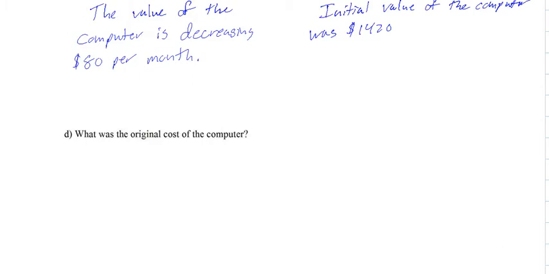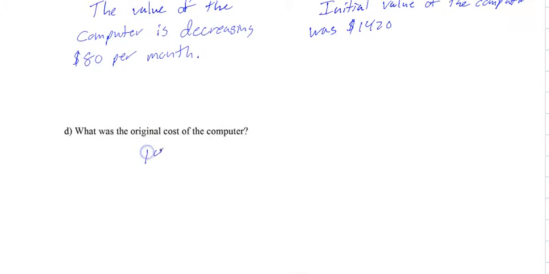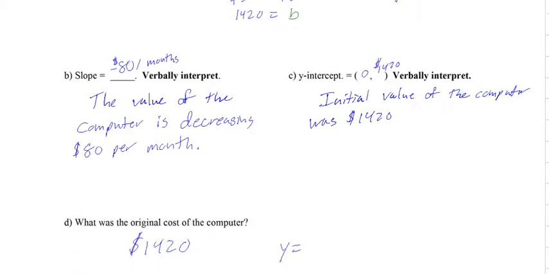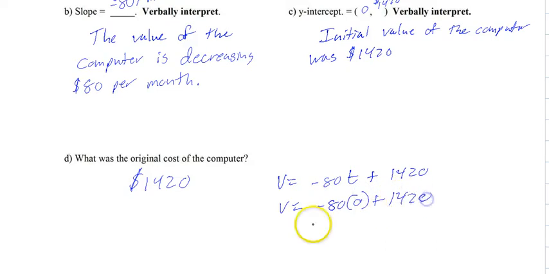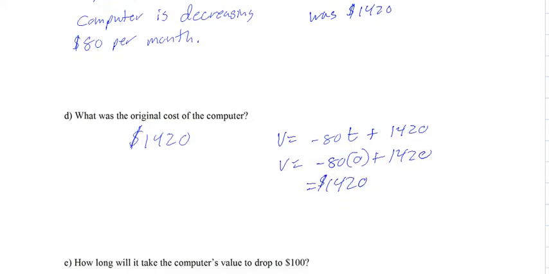All right, what was the original cost of the computer then? 1420. And if you don't know how to do that, we take our formula, and initial would be 0. And there it is. So even if you forget, just plug in 0 when you want original.